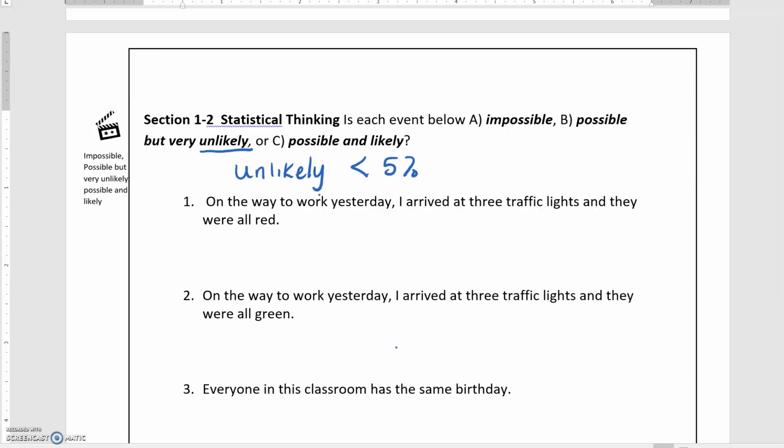So our first statement says that on the way to work yesterday, I arrived at 3 traffic lights and they were all red. Now, this definitely isn't impossible. If you go through 3 traffic lights, it's definitely possible that they could all be red. So we need to decide, is it possible but very unlikely or possible and likely? Now, since we wouldn't be surprised by this, we would say possible and likely.